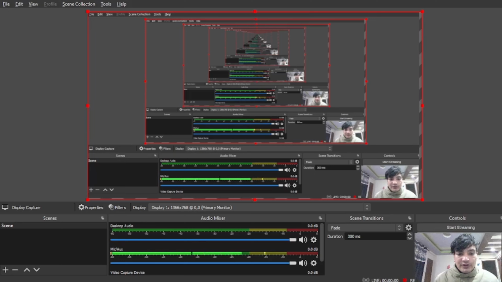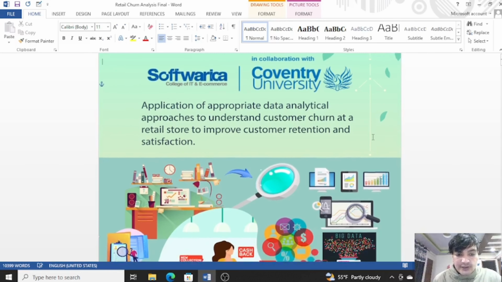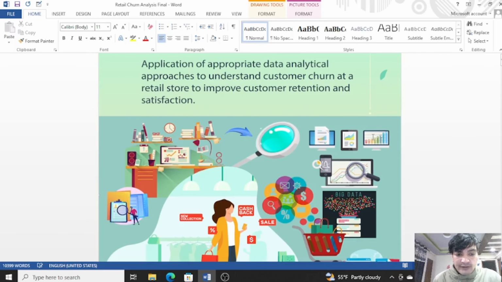So I'm going to talk to you about my thesis, with the research title as follows: Application of appropriate data analytical approaches to understand customers at a retail store to improve customer retention and satisfaction. Basically, what it means is that there is a problem which I have identified in the retail world, which is that a huge amount of data is usually lying around in retail companies like supermarkets and superstores, and the problem is there.